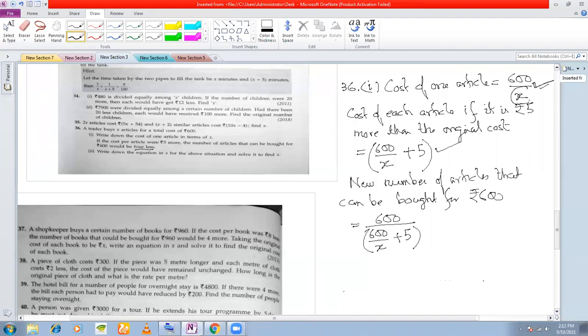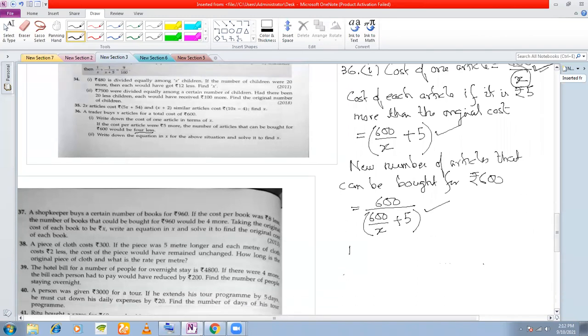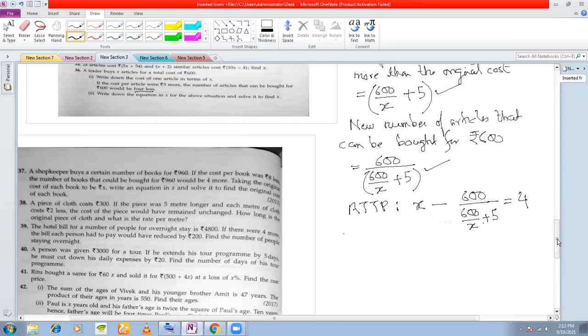How many articles were you buying initially? You were buying X number of articles initially, right? And now you are buying how many articles? You're buying 600 by X plus 5. So according to the problem, initially I was buying X articles, and now I am buying 600 by X plus 5. And by how much is it less? By 4. So this will give our equation in X.